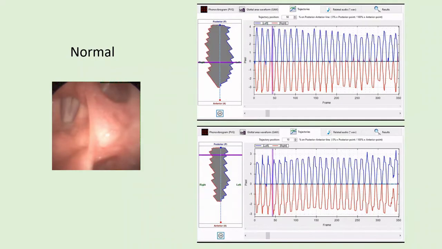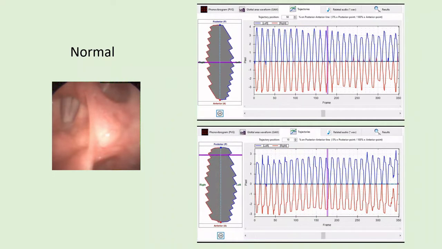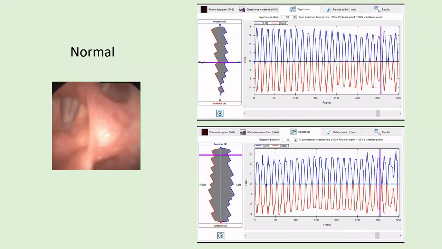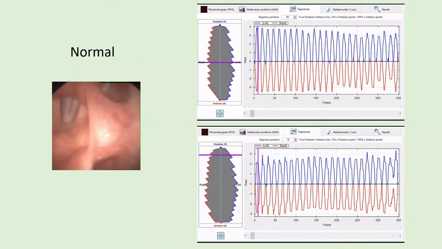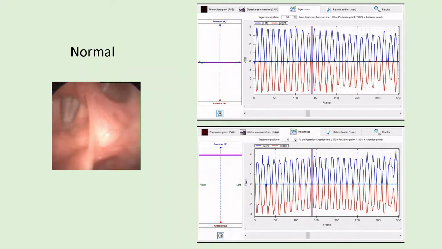A high-speed video and trajectories 10 and 50% of a normal subject is presented. Notice that both the 10 and 50% trajectories show sufficient closure of the glottis.